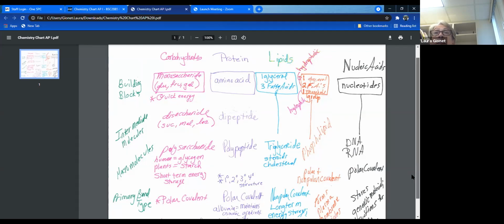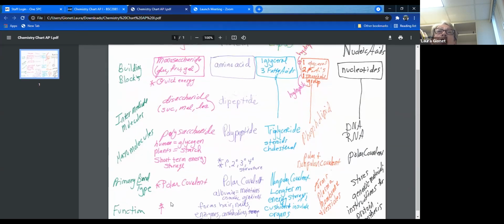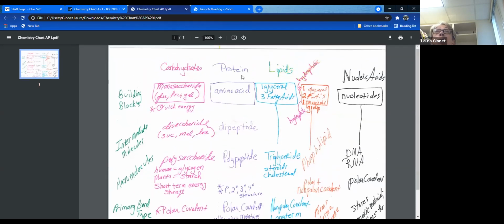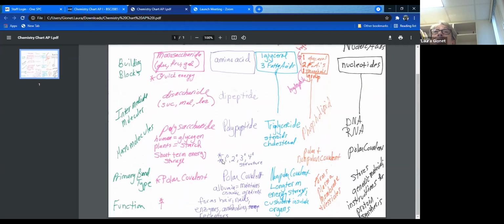Polar covalent. I don't think there's anything else on the bottom. The function I put as a star because I put the two functions right there, or an asterisk. All right, then proteins: building blocks, amino acids; intermediate molecule, dipeptide; macromolecule, polypeptide. What's kind of unique about it? The two stars here: it has a primary, secondary, tertiary, and quaternary structure. Ding, ding, ding. I'm pretty certain you're going to get a question on an exam about that.